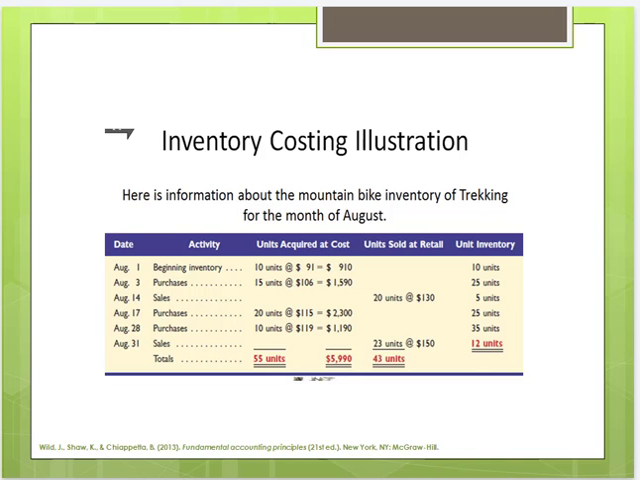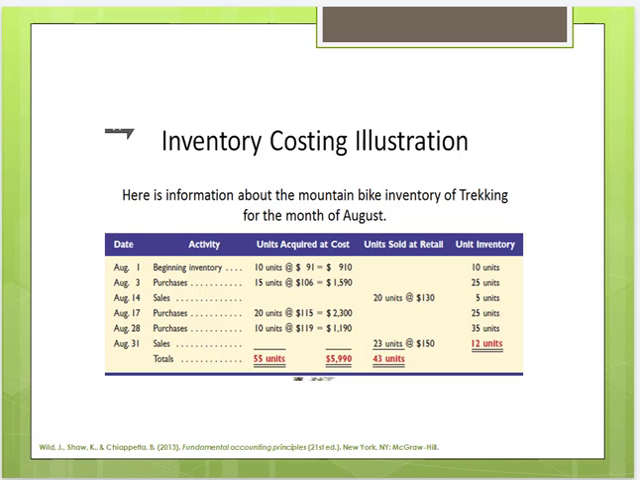We're going to see that this company began with a beginning inventory. They had 10 units at a cost of $91. They then make some additional purchases. They then have a sales transaction. They have 2 additional purchase transactions, and finally another sales transaction on August 31st.